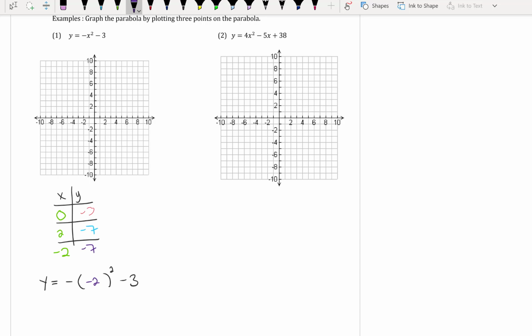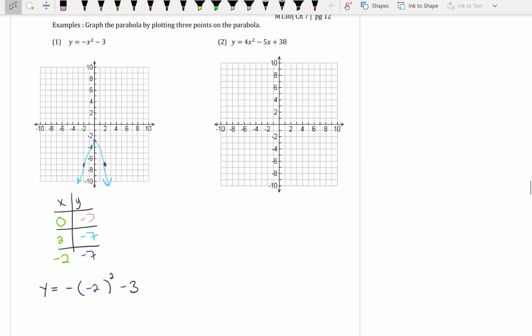So there are my 3 points. So let's see what I get. So I have 0, -3. I have 2, -7. And I have -2, -7. So my graph more or less is going to look like that, okay?